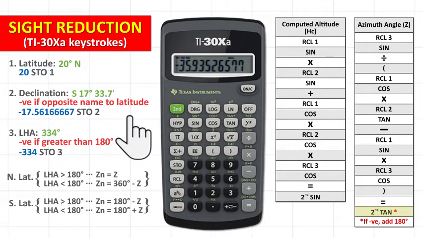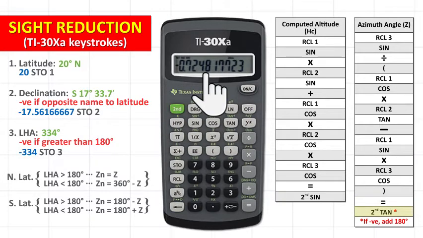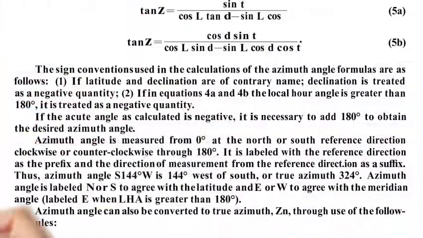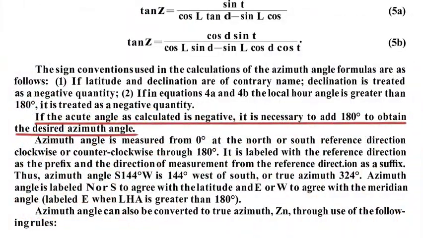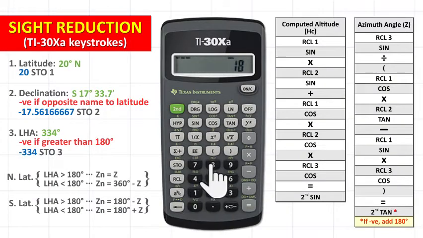Note, tangent Z equals minus 0.72481772, so Z equals inverse or second tangent. The solution for the equation is a negative value. We must add 180 degrees to get Z. Hence, the azimuth angle for this celestial observation is approximately 144.1 degrees.